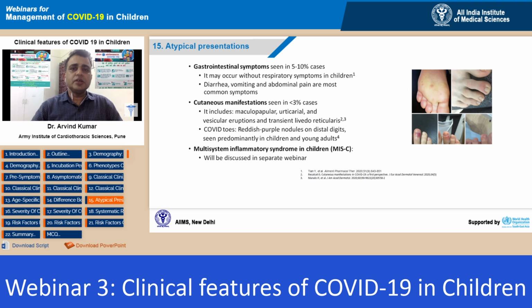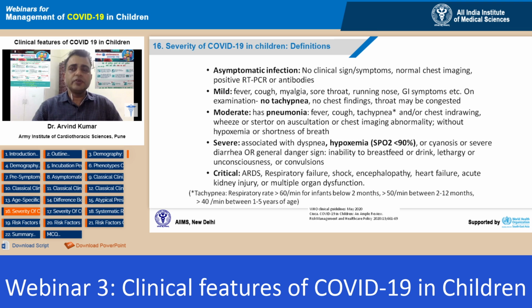After clinical features, now we'll discuss the severity of COVID-19 in children. We can classify the severity as asymptomatic, mild, moderate, severe, and critical. Asymptomatic infections have no clinical signs and symptoms, normal chest imaging, but a positive RT-PCR or antibody test.